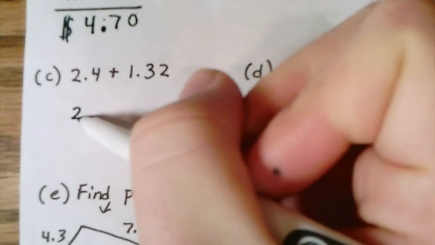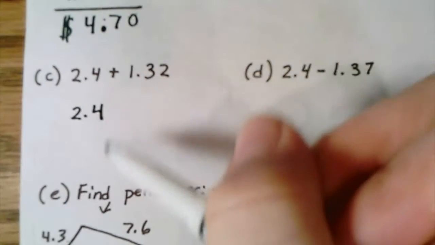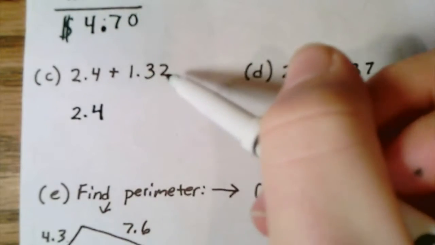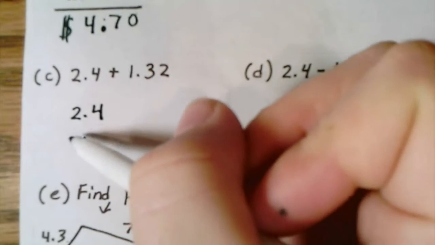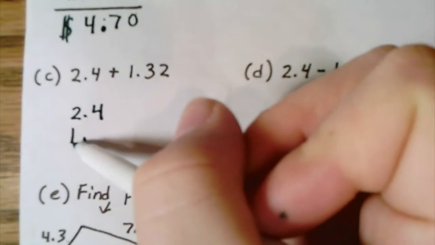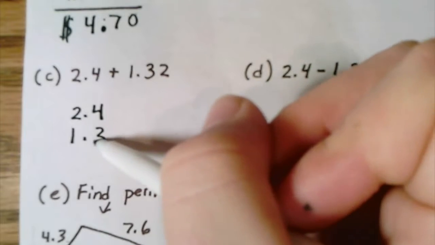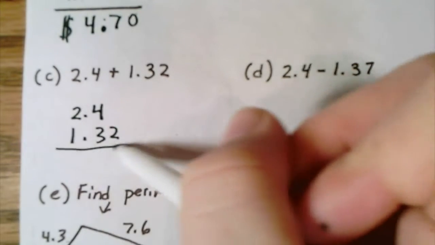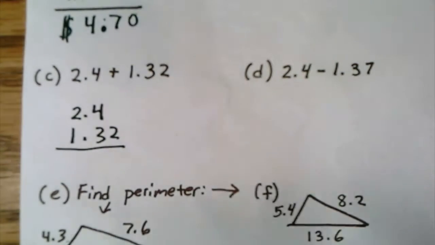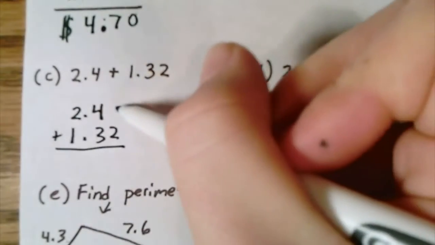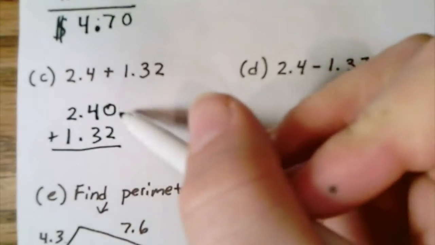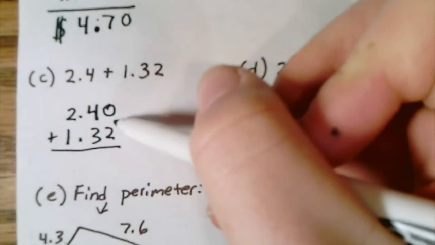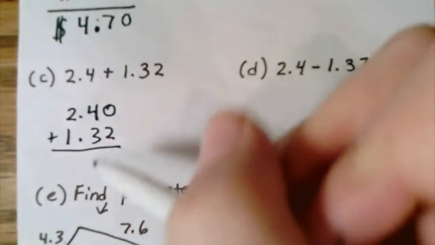I'm going to write 2.4, and now I'm going to be adding 1.32. So I want my decimals to be in line. So I've got 1 decimal place on this side, and then I have 2 on this side. And now my second step is to annex zeros, which means I'm going to add a 0 in here so they have the same amount of place value spots. Okay, and now I can add across and down.